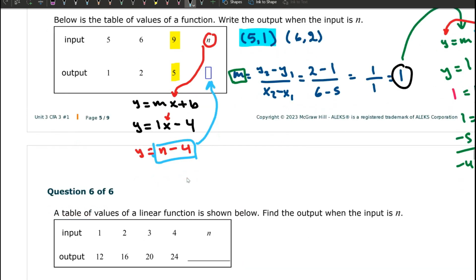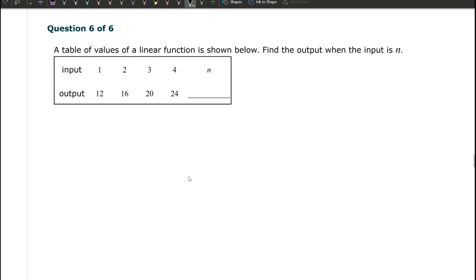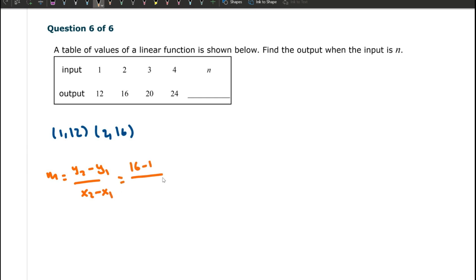That's it. Number 6. So this time I'm going to move a little faster. We can use the same idea. Let's use the same idea first, and then I will show you the faster way to do this. 1, 12, 2, 16. So find the slope: y2 minus y1 over x2 minus x1. That will be 16 minus 12 over 2 minus 1. 16 minus 12 is 4, 2 minus 1 is 1. So the slope is 4.